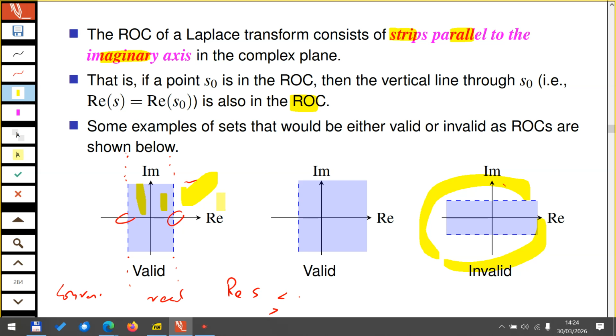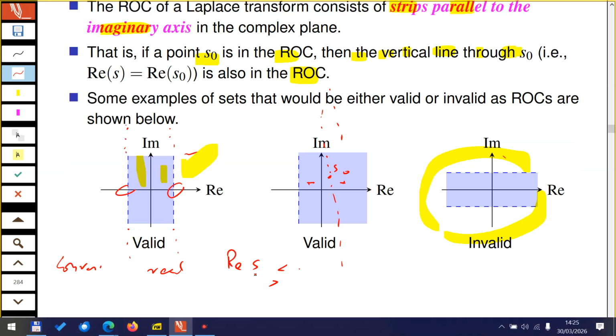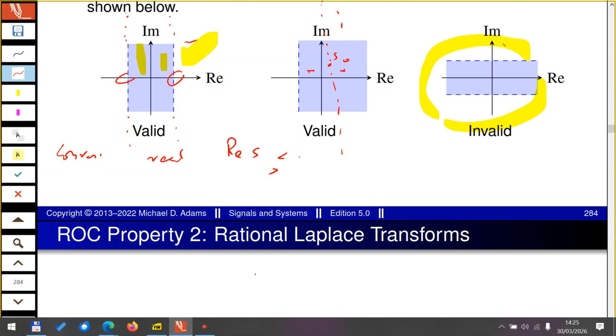Now, the reason the strips look like this is that if you have any point s naught, so I'll just pick any point s naught, for example. Let's say this is s naught. If this is an ROC, then the vertical line through s naught, going all the way up and down, will also be an ROC, because you're not changing the real part, and only the real part has to respect certain conditions. So you should be able to identify which regions in the complex plane form valid ROCs. Okay, so this is strips.